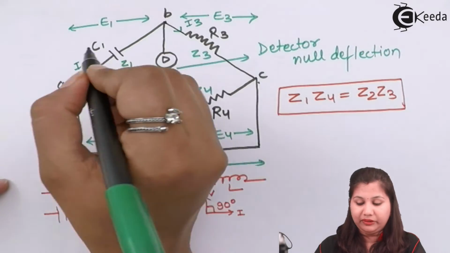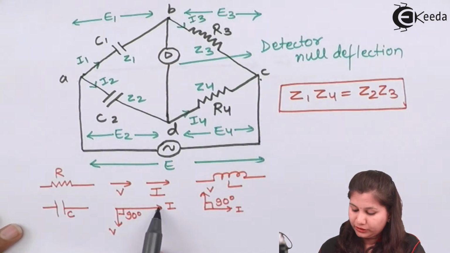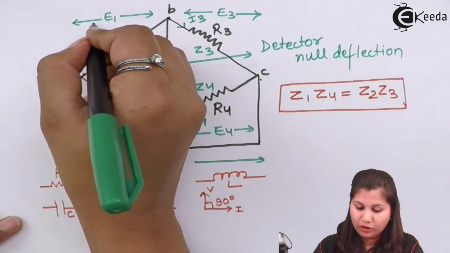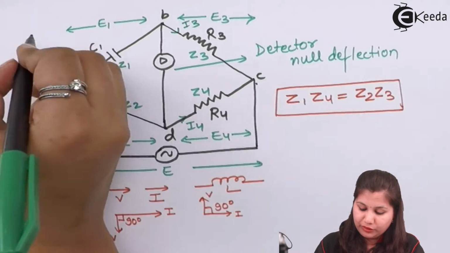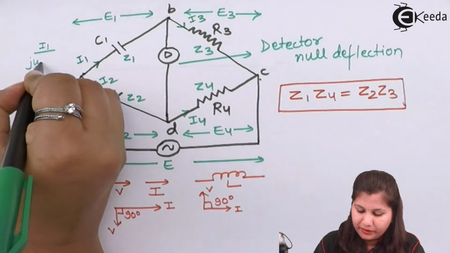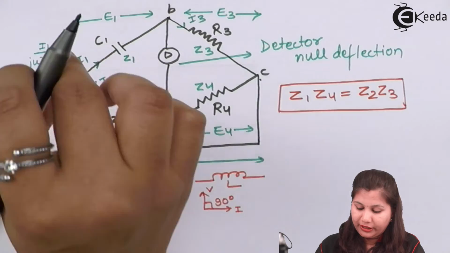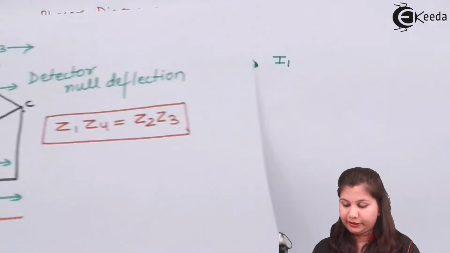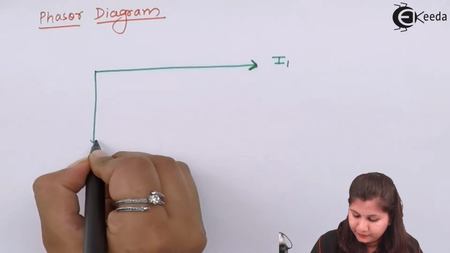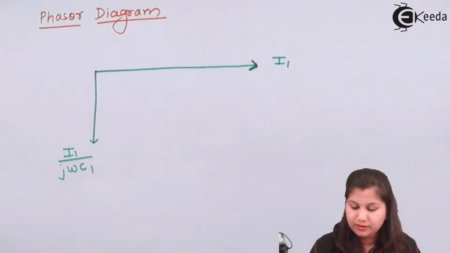Now in the arm AB we have a capacitor C1. For a capacitor we know that the voltage lags behind the current. The current is I1, and the voltage will be I1 upon j omega C1. That will be the voltage drop. So this voltage will lag the current by 90 degrees. This is our current, and the voltage will be here, I1 upon j omega C1.